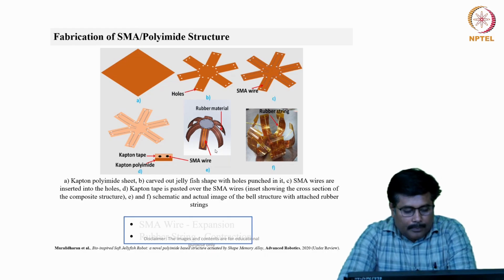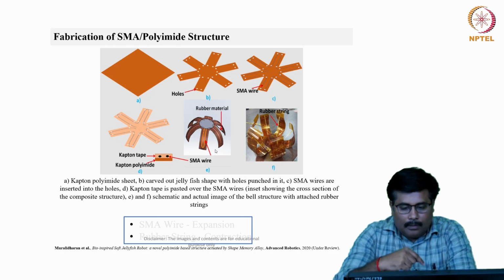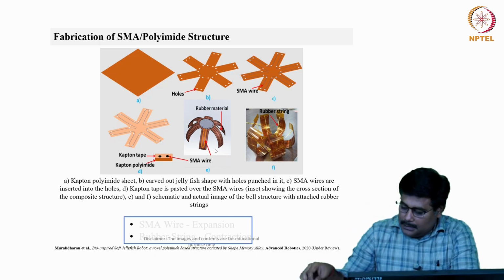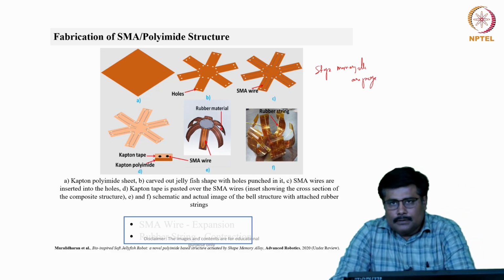So these Kapton polyimide sheet and shape memory alloy structures are integrated in such a way that the shape memory alloy structures are stitched into the polyimide structures, and these shape memory alloy structures are programmed to get the required displacement.